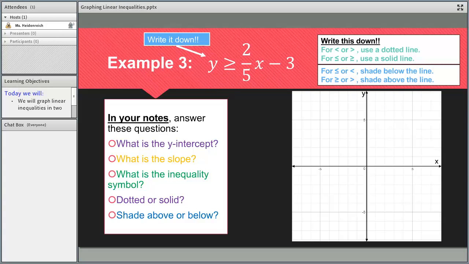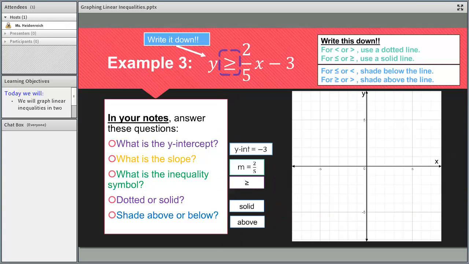All right, hopefully you've worked on it and paused the recording at this point because I'm going to go ahead and put up all these answers. We've got a greater than or equal to sign, which means that once we put on our y-intercept of -3 and our slope of 2 over 5, we're going to have a solid line. Shading above because it's greater than. Okay, so make sure you had the solid line correct and the shading correct.